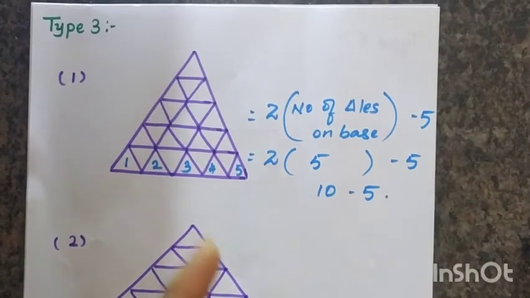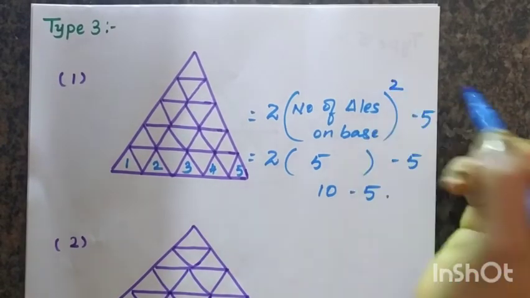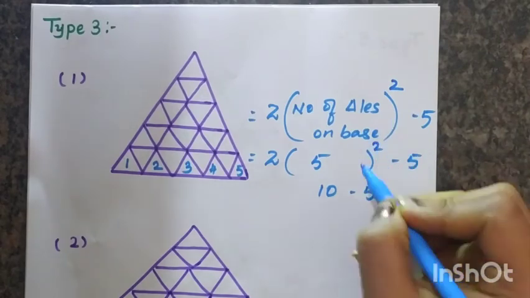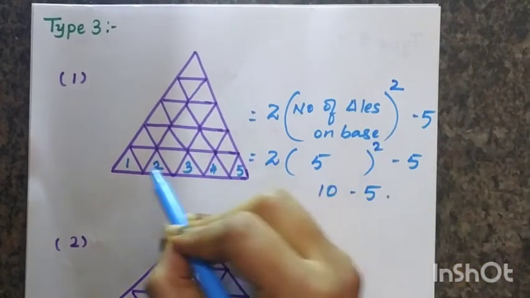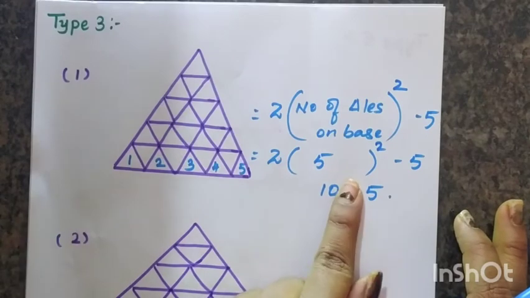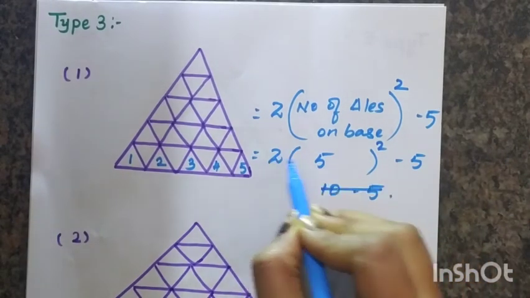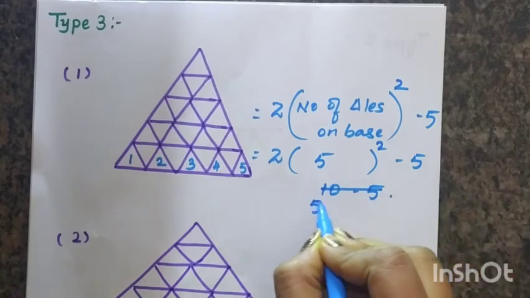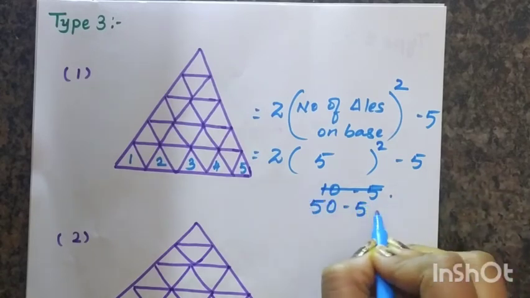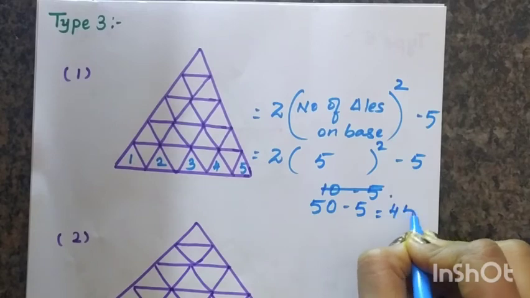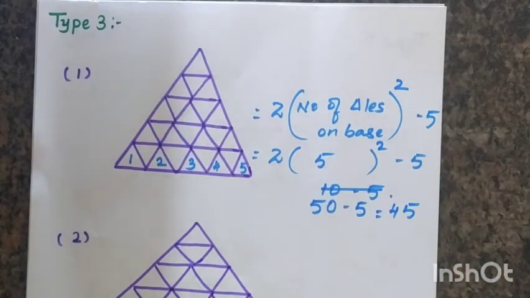Sorry, I have made a mistake here. You are supposed to square it. So when you square it, the number of triangles in the base is 5 itself. So 5 square is 25. 25 into 2 is 50. And 50 minus 5 is 45. So hence you have 45 triangles in this figure.